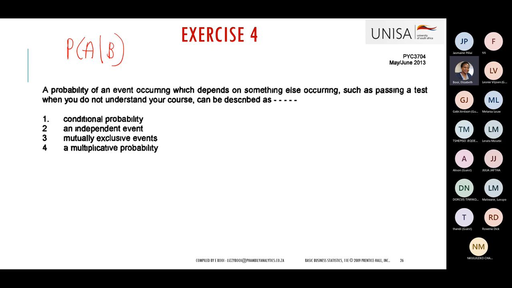Is it 1, a conditional probability, which is the probability of an event happening given that another event happened? Or is it 2, which states that the two events do not influence the other? Or is it 3, which states that two events can never happen at the same time? Or is it 4, a multiplicative event, which also states that two events can happen based on another event that would have already happened, dividing it by another event that already happened? It will be number one, because number one states that an event occurring given that another event has already happened is a conditional probability. Correct.